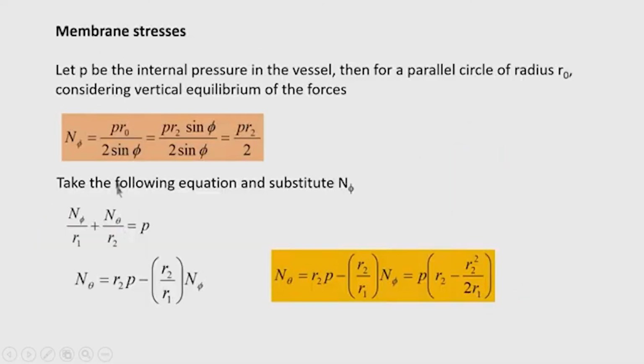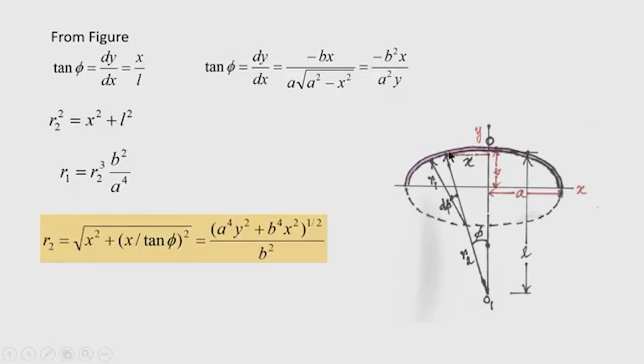Okay. So, let us now see the membrane stresses. Let p be the internal pressure in the vessel, then for any parallel circle of radius r naught, say here r naught is x here. So, at any parallel circle, if this is the direction of N phi, then resolving the forces, the N phi along the vertical direction and equating this to the total force produced due to internal pressure above that level, we can find out the value of N phi.